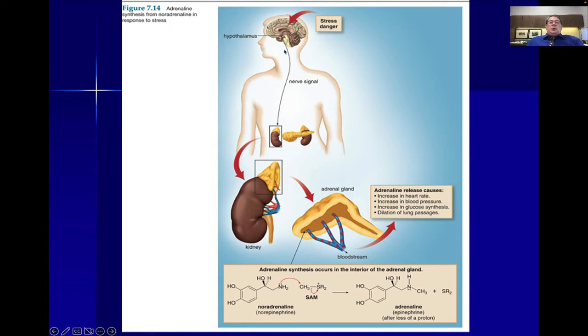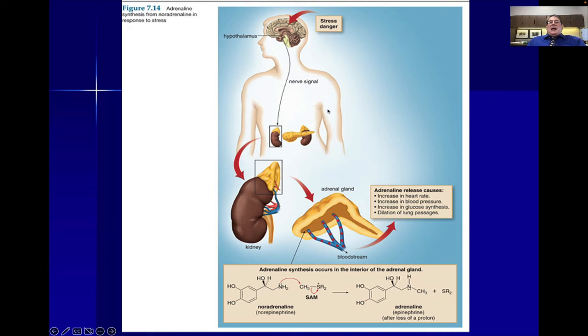So what happens is your brain, when it senses stress or danger, sends a nerve impulse to the so-called adrenal gland through some nerve process that I'm unclear of. But once the adrenal gland gets the signal, noradrenaline will react with SAM to make a carbon, or a methyl group I should say, carbon-nitrogen bond, and that makes adrenaline. So you go from noradrenaline, which does not increase these things, to adrenaline, which all of a sudden increases these things, and you're in fight or flight.